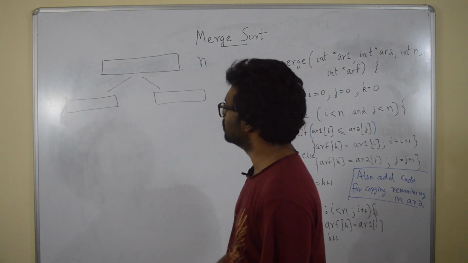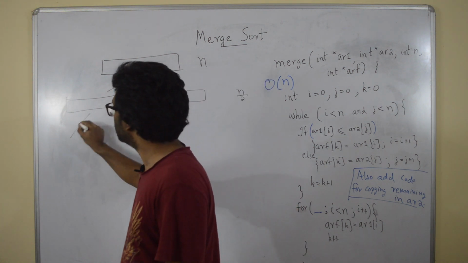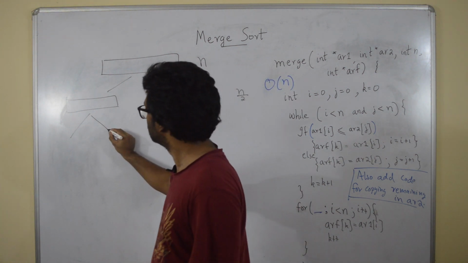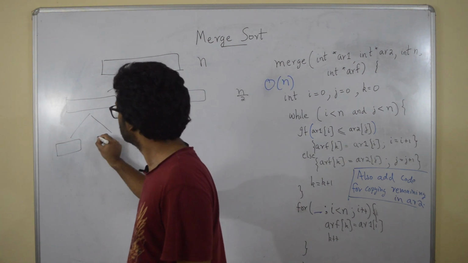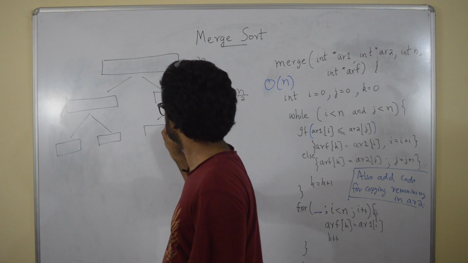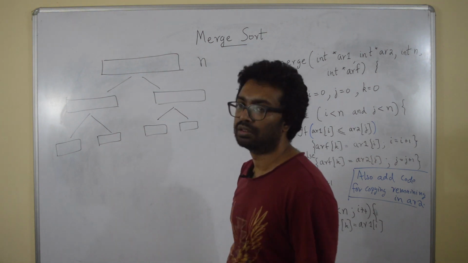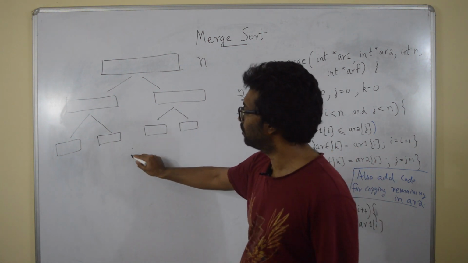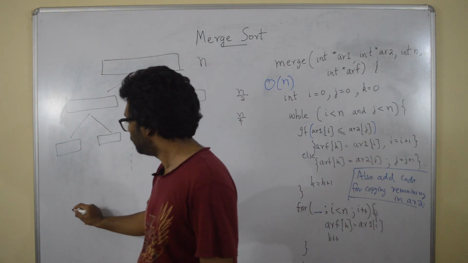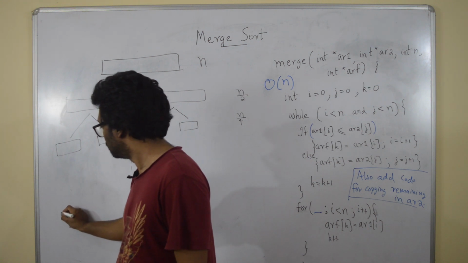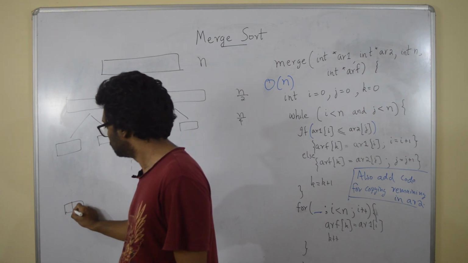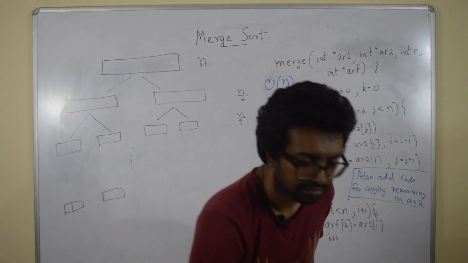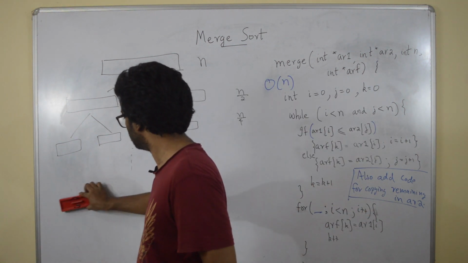And then it splits again into two parts, each of size n by 4, right? And how long does this continue? Finally, let's say it reaches a one element array. It's easier to explain now.